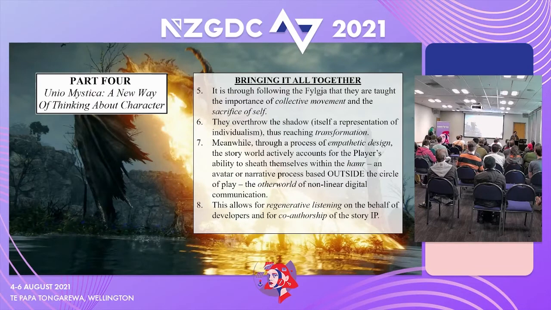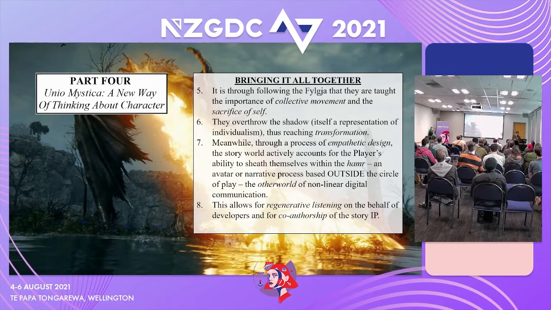It is through following the Filger that they are taught the importance of collective movement. This is when they come alongside all the other allies and learn how to work with each other's strengths. And they also learn the concept of the sacrifice of self, giving yourself up for something greater than just you. So they overthrow the shadow, which is itself a representation of individualism usually, and thus reach transformation as a character.